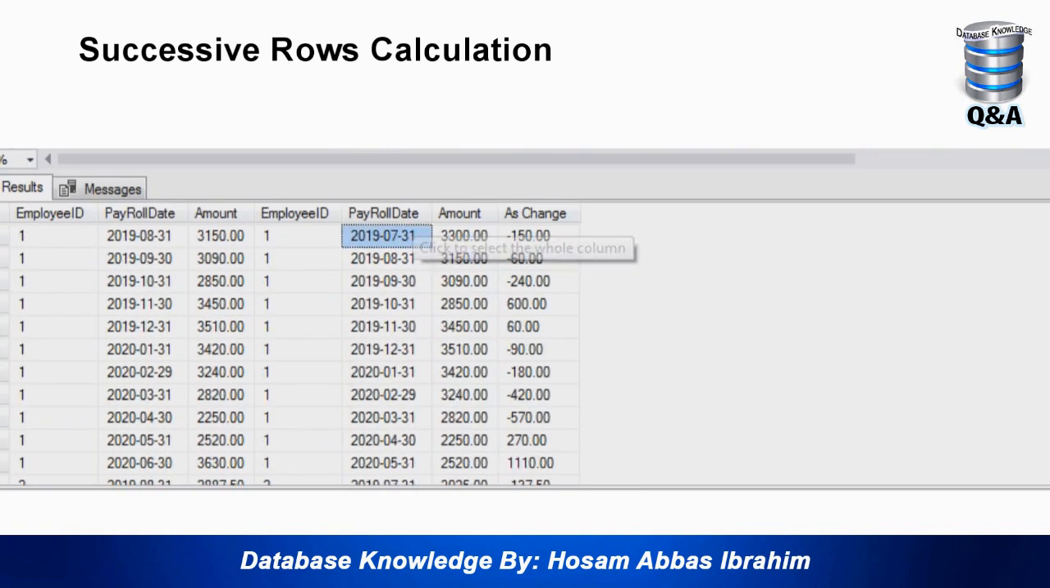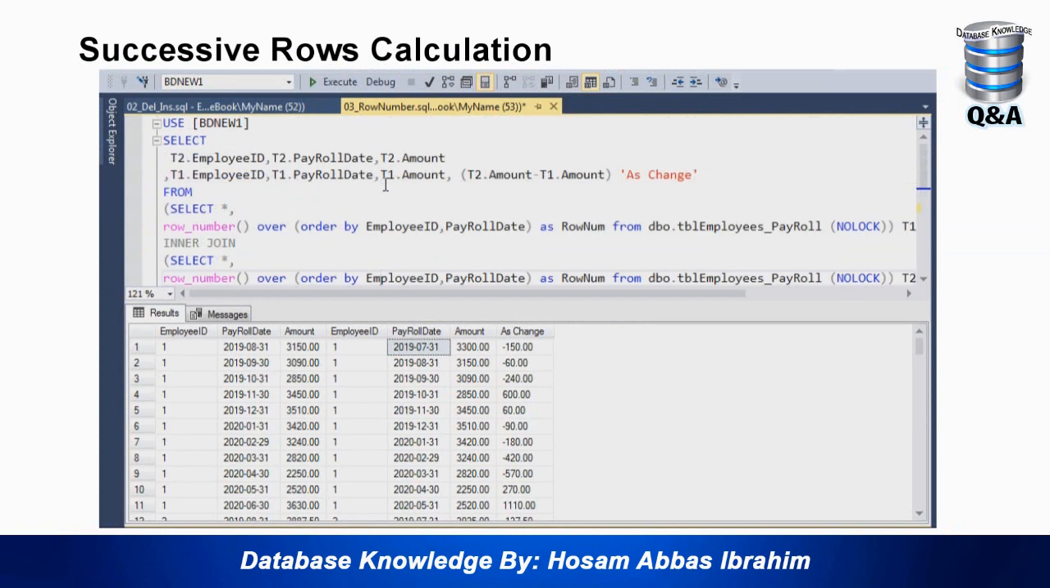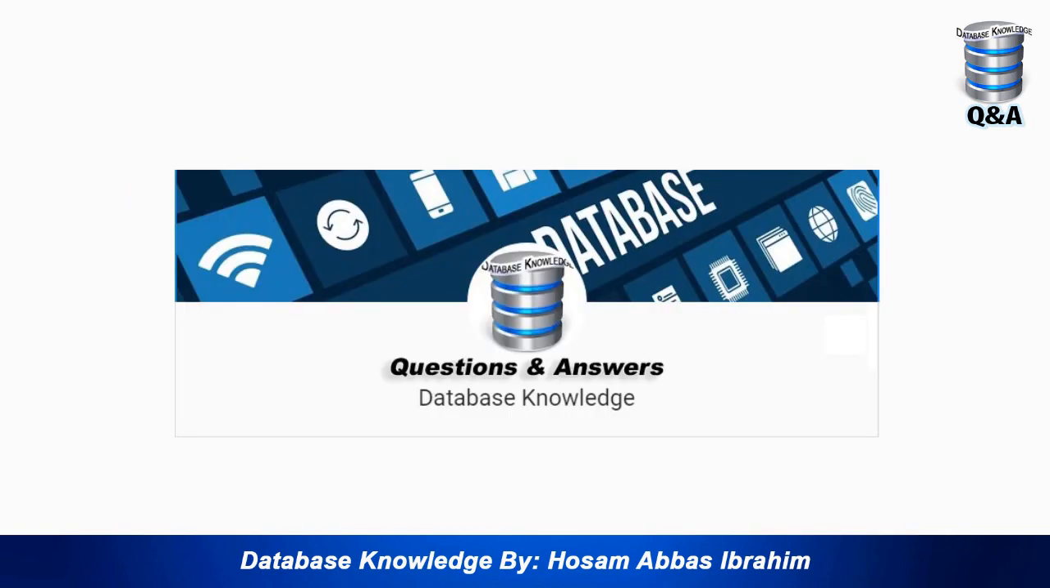Here it is. So we can use the row number to partition the data in order to make successive row calculation. I hope that was useful.